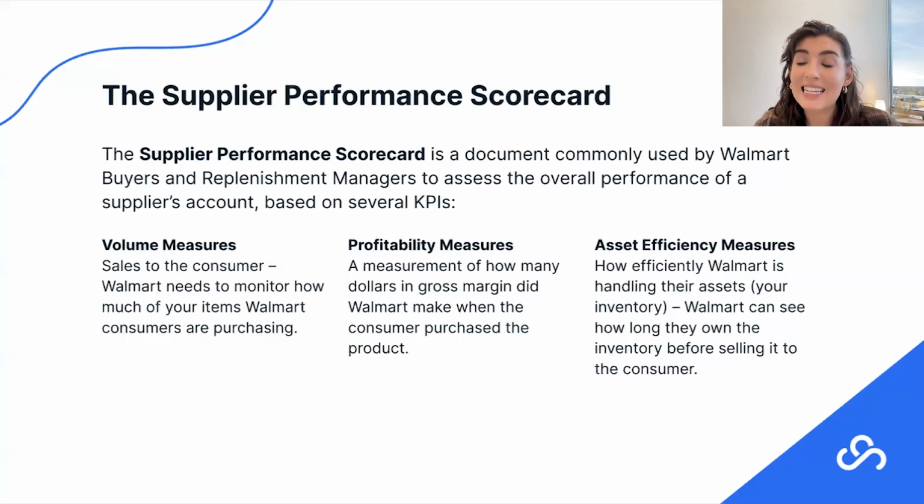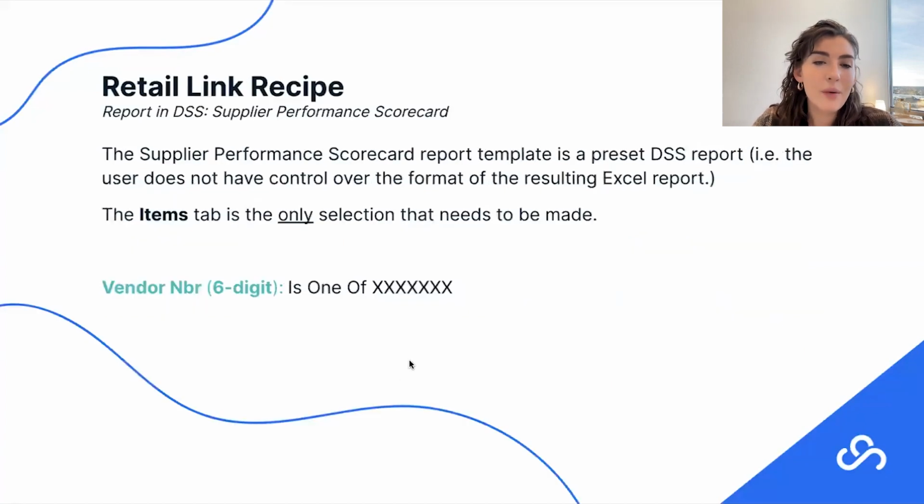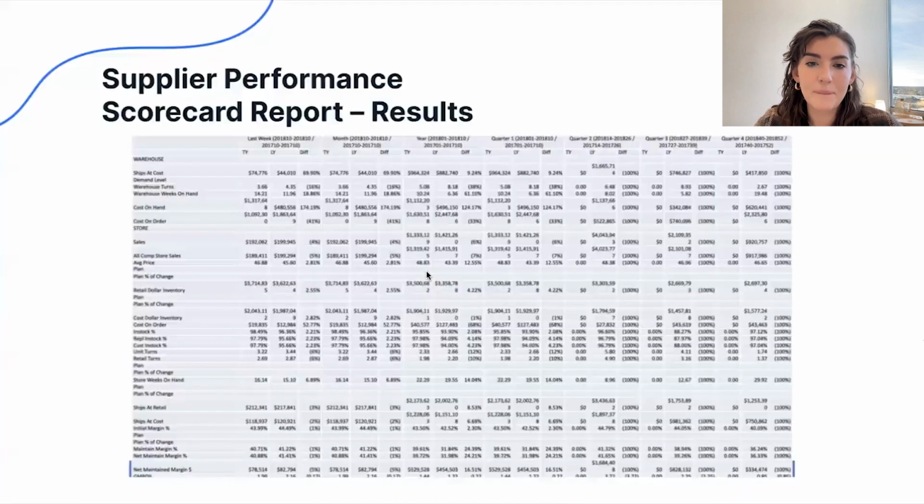And then the last being asset efficiency measures. So how efficiently is Walmart handling their assets, your inventory? Walmart can see how long they've owned that inventory before selling it, and that can help them determine the different features and how they sell in or take on new product. All right, and then the Retail Link recipe is actually a preset report, so you don't have control over the resulting Excel report, and the items tab is the only one that needs to have selections made.